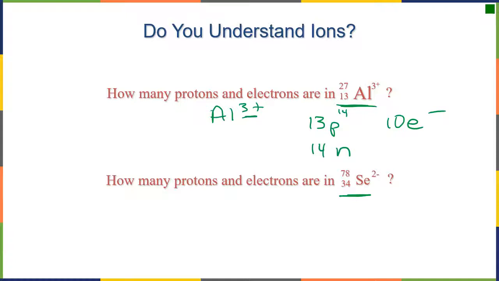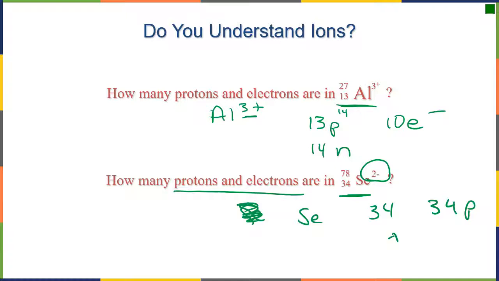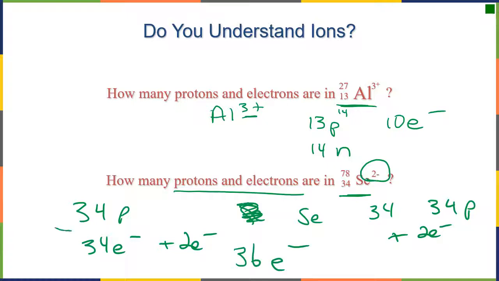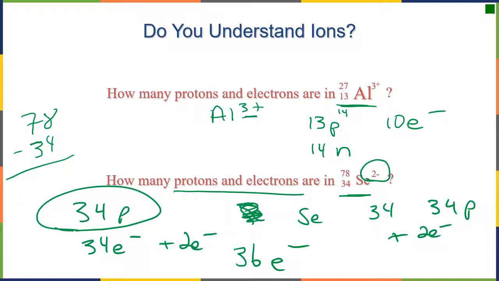Now, if I want to look at selenium 2-, selenium here has an atomic number of 34, which means it's got 34 protons. It's got a charge of 2-, which means it has gained 2 electrons. So if it started out with 34 protons and 34 electrons, and now it has 2 extra electrons, it has added 2. So therefore, we have 36 electrons, we have 34 protons, and if you want to know how many neutrons it has, remember the 78 minus 34 is going to give you the number of neutrons.